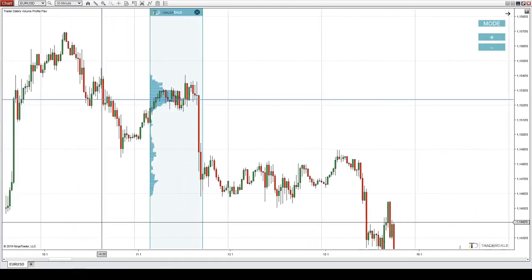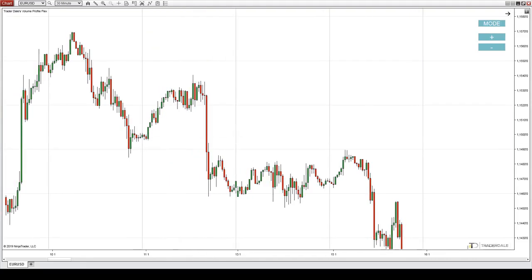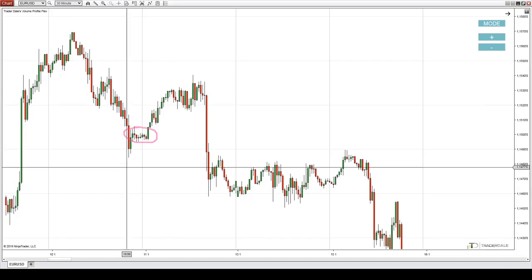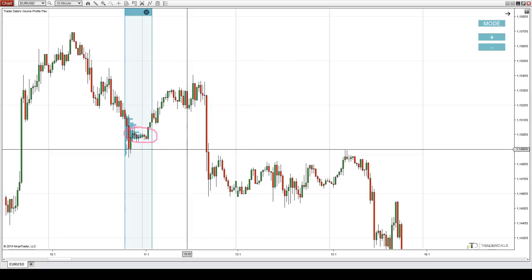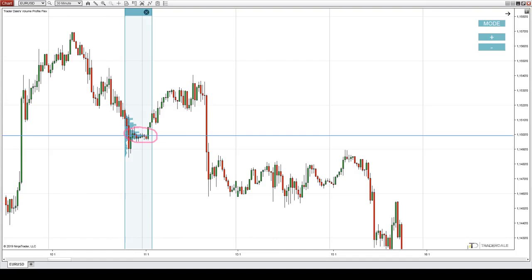So let's go back. And there's also one case of volume accumulation setup in here. So I use the profile for this whole area, and this should be the level to go long from, this one. Unfortunately, there was this strong selling candle, and it was a macro candle, it was macroeconomic news. We don't trade during the news, so there was no trade.